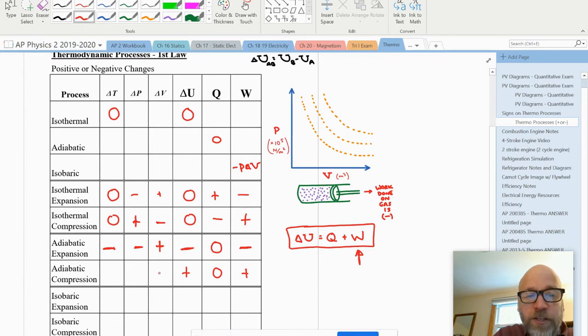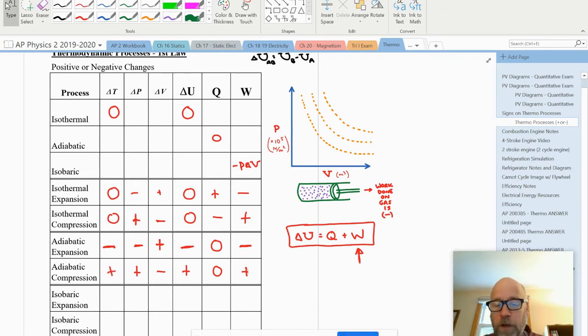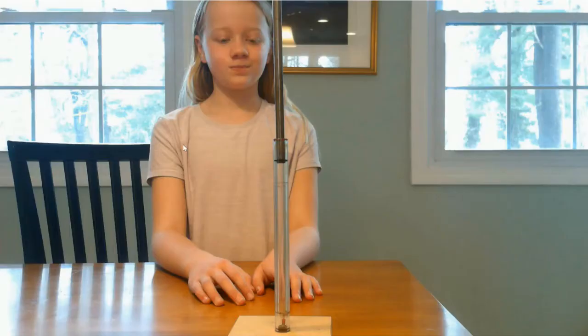Because it's compression, obviously the volume is going to get smaller and the pressure is going to increase. And because it happened so fast that the internal energy increased, the temperature would increase dramatically as well. So I grabbed another demo, and this time I got Hannah to sit in for me, or sit in for you.